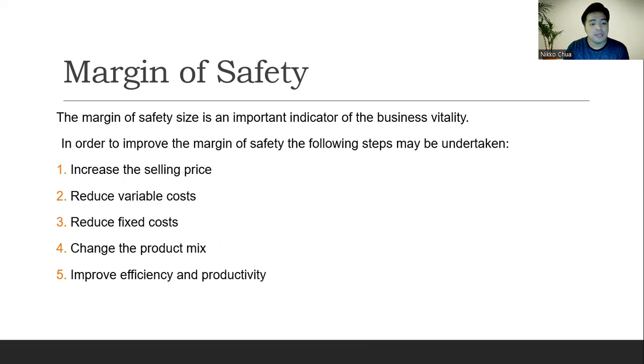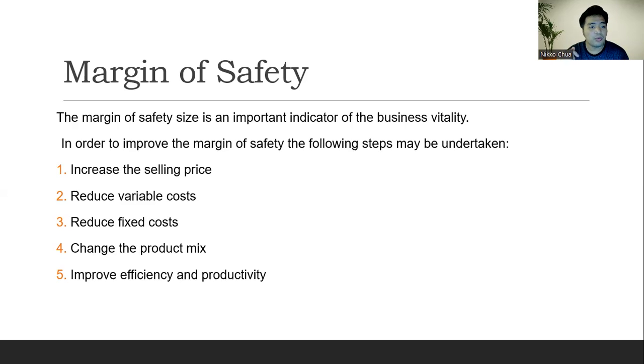So the margin of safety size is an important indicator of business vitality. In order to improve the margin of safety, the following steps may be undertaken. This is the distance where we can say that we can still have profit, because if it goes below our break-even point, it means you are incurring a loss.